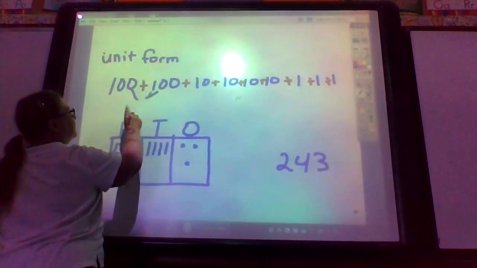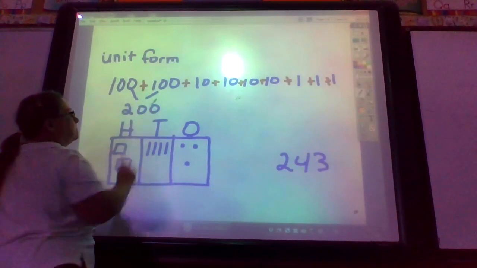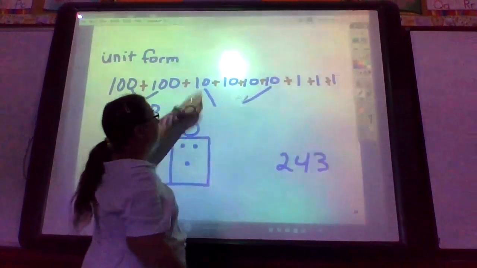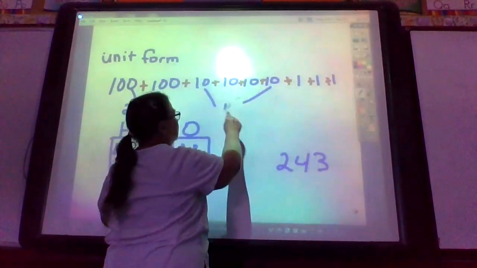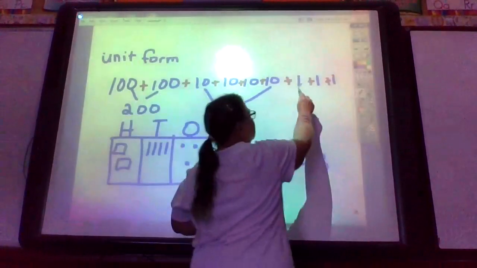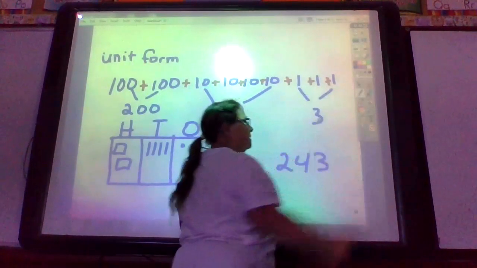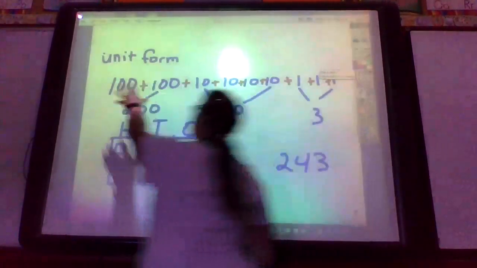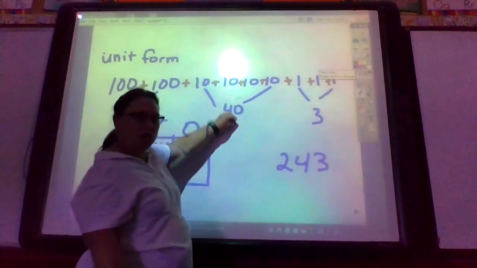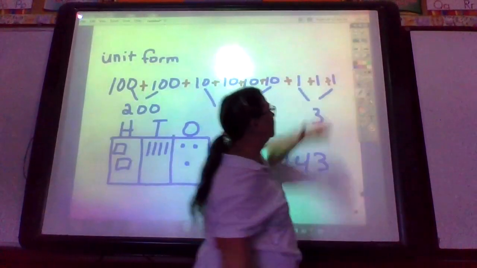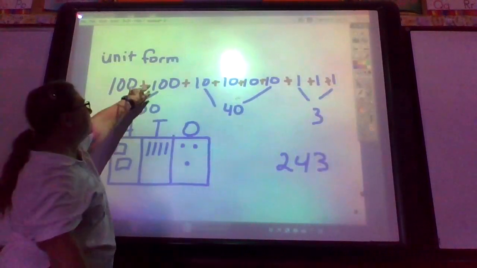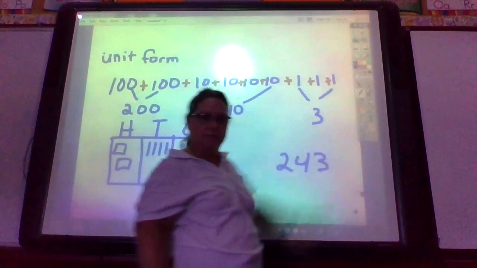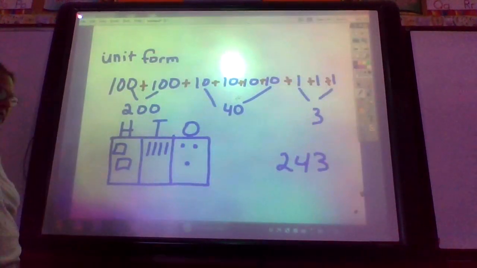I can add these two together to get my 200. I can add these four together: 10, 20, 30, 40 to get 40. And I can add these three together to get 3. Okay? So now I've taken all of these and I've added like units. I added my hundreds. I added my tens. I added my ones. So now I have my like units together.